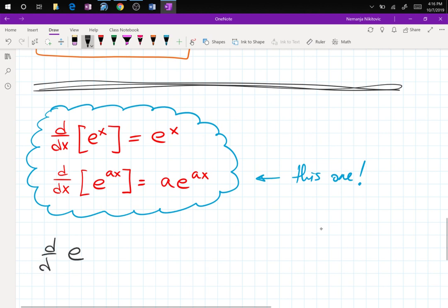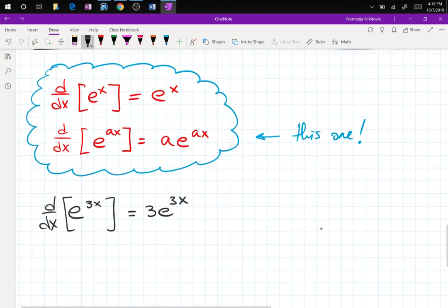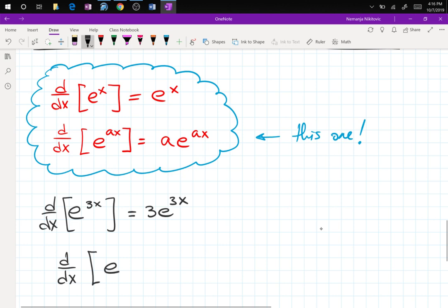So the derivative of e to the 3x is 3e to the 3x. The derivative of e to the x over 2 is 1/2 e to the x over 2, because the constant that it's multiplying x is 1/2. So your a is 1/2 and just plug it in. So all of that, not a big deal.